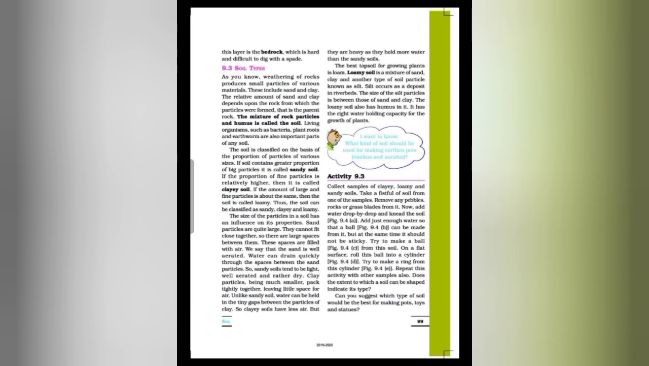Sandy soil contains a large amount of sand and a very small amount of silt and clay particles. Sand particles are quite large. They cannot fit closely together, so there are large spaces between them. These spaces are filled with air, so we can say that sandy soil is well aerated. This makes sandy soil very porous. Water moves rapidly through it and it dries quickly. It cannot hold much water.